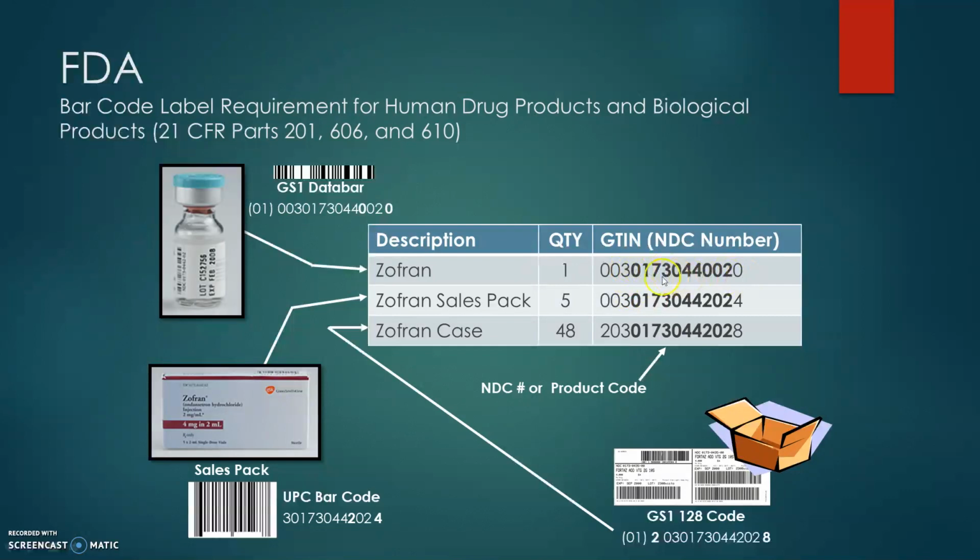Breaking up this number, the 0173 is for the company, so this would be for GSK in this case.